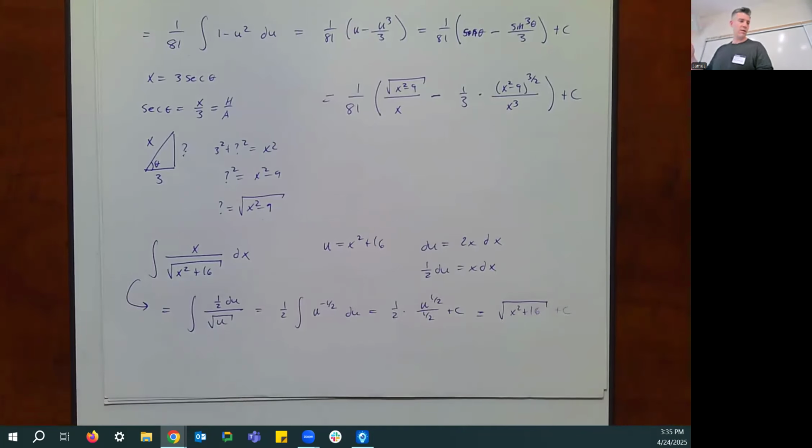Get this pen's out of ink. You could have done this one with the trig sub. It would have been a lot more work. But if you have the time and the wherewithal, I encourage you to try it out. It is kind of interesting to look the other way, but it does end up being a lot more work.